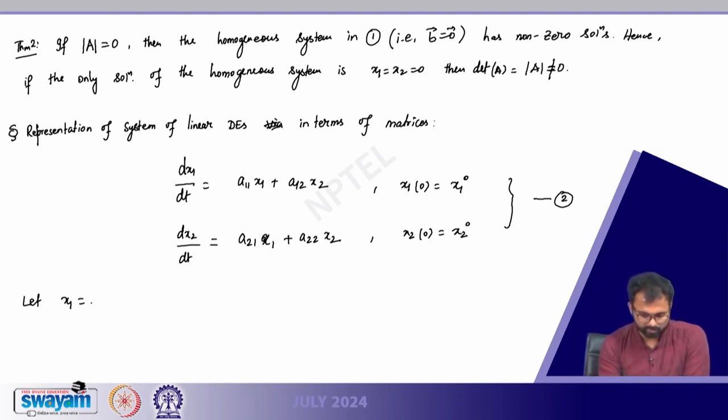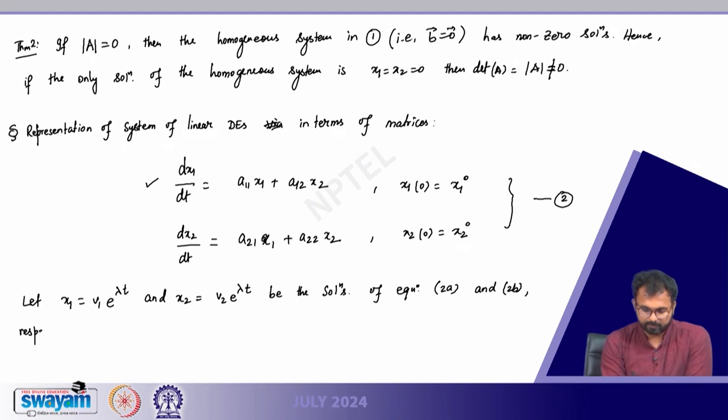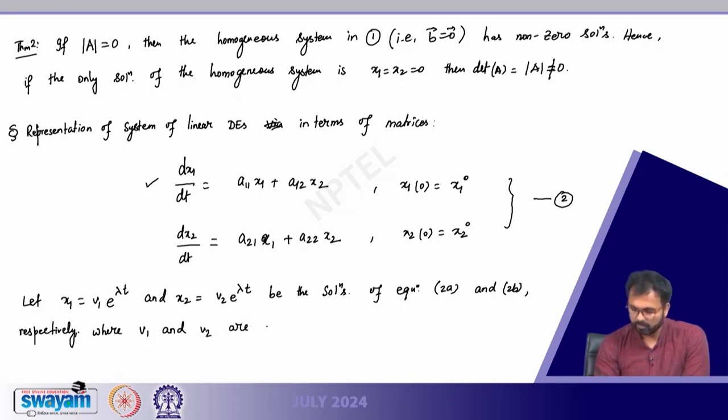let x1 equals v1 e to the power lambda t, and x2 equals v2 e to the power lambda t be the solutions of equation 2a, that is the first one, and 2b, that is the second equation, respectively. Where v1 and v2 are to be determined from the equations. What is that equation?